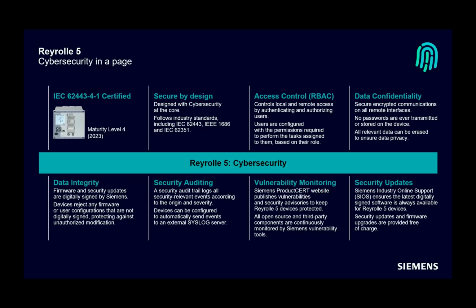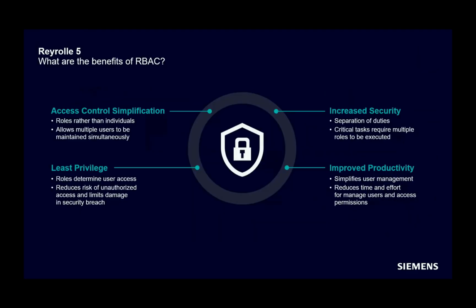The Siemens ProductCERT website will look after your vulnerability monitoring. It publishes vulnerabilities and security advisories, allowing you to keep your devices protected and giving you peace of mind. As a trusted supply chain partner, we provide free firmware upgrades and security updates. The Siemens Industry Online Support website, SIOS, ensures that the latest digitally signed software is always available for Reyrolle 5 devices.